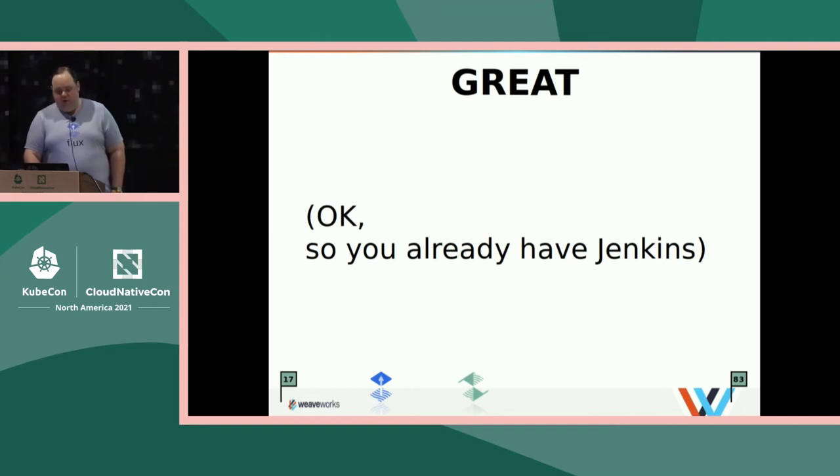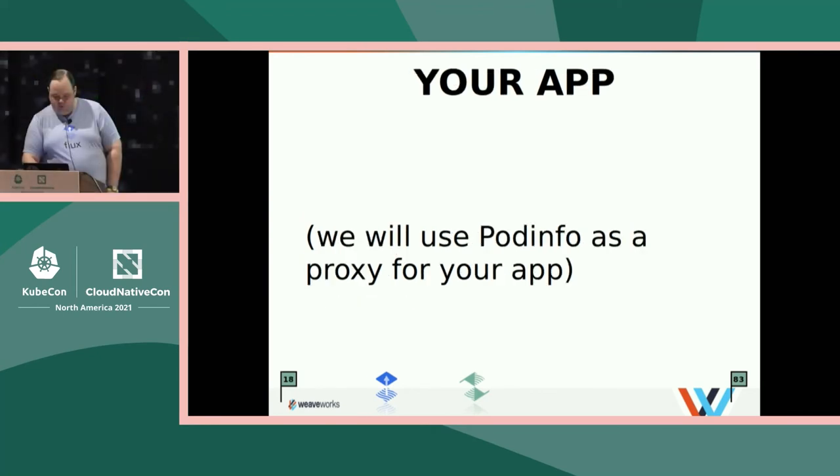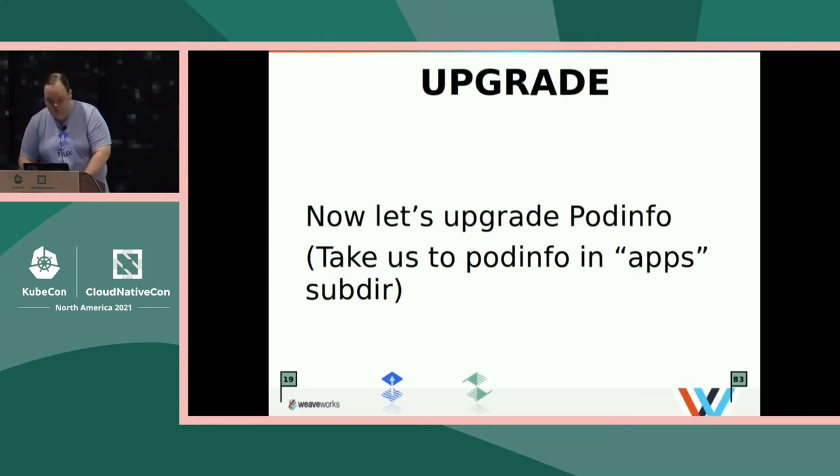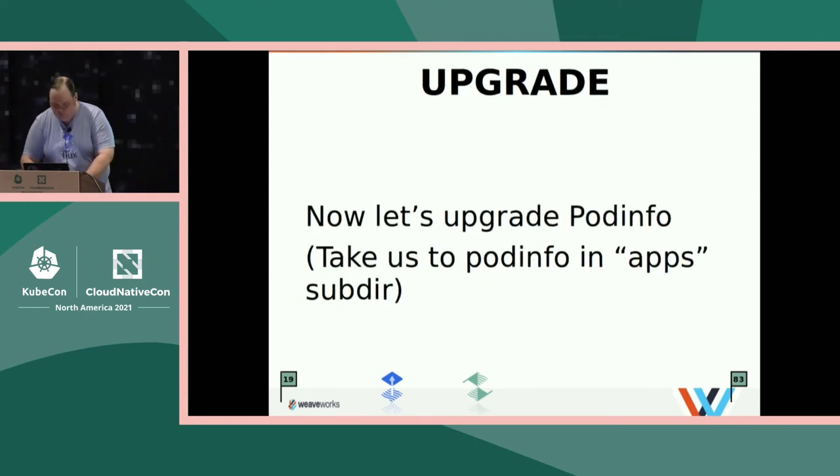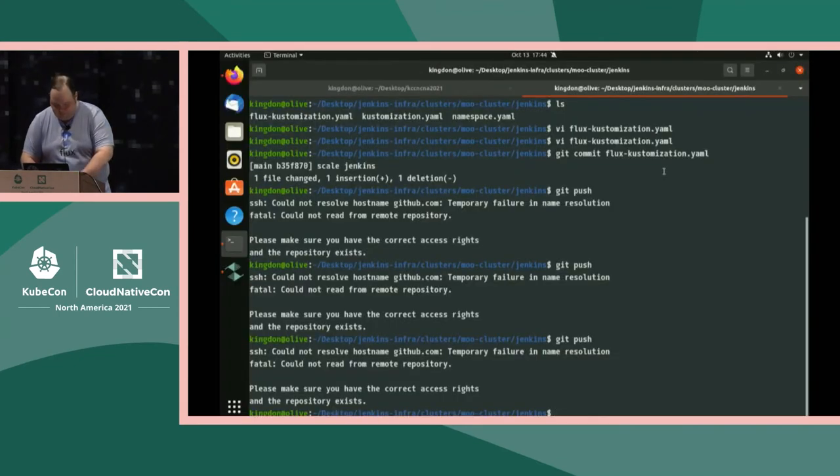We established many of you already have Jenkins. Maybe you don't, but now we're going to move on to the app. Hopefully Jenkins is ready so we can actually do a build. And the build will also automatically be deployed. And then I'll show you the artifacts that make that possible. So I imagine that you have some kind of app or apps, maybe a bundle of microservices. Pod info is our app today.